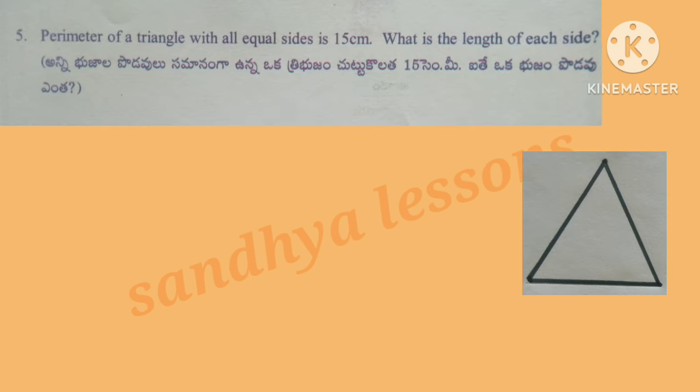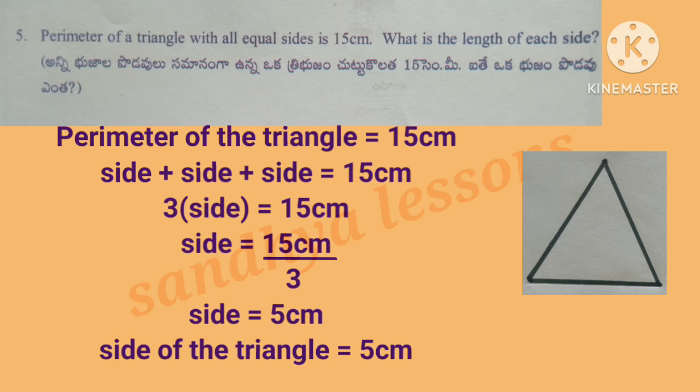Fifth problem, perimeter of a triangle with equal sides is 15 cm. What is the length of each side? Solution, perimeter of the triangle is equal to sum of the sides is equal to 15 cm. That is, side plus side plus side is equal to 15 cm. 3 into side is equal to 15 cm. Side is equal to 15 cm divided by 3. Therefore, side is equal to 5 cm. Therefore, side of the triangle is equal to 5 cm.